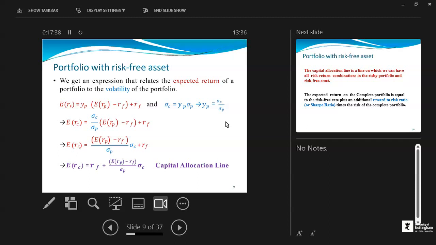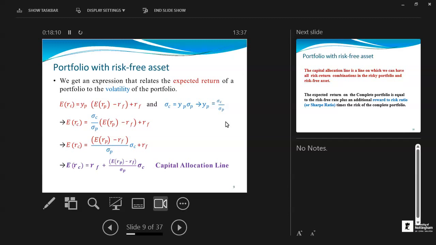Scaled by this term, right? So you multiply it with the standard deviation of the complete portfolio and divide by the standard deviation of the risky portfolio. Okay, good. Again, this blue line is a rearrangement of it. This again looks very similar to CAPM. So this is what we call the capital allocation line.